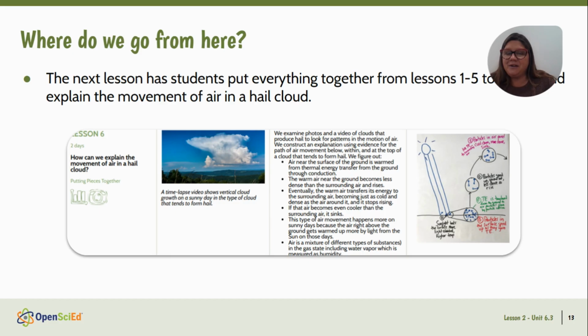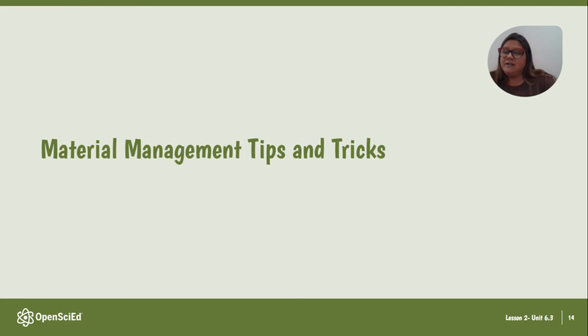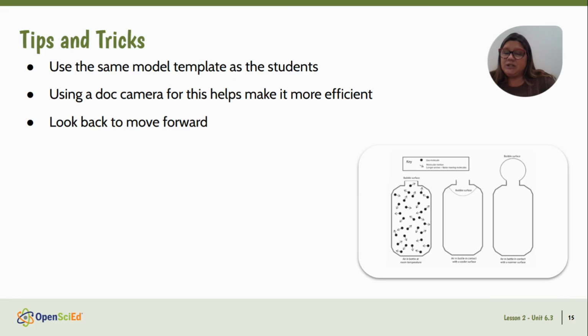Where do we go from here? The next lesson has students putting everything together from lessons 1 through 5 to model and explain the movement of air in a hail cloud. So we're really in the next lesson just pausing to assess where we're at. So some material management tips and tricks for this one.